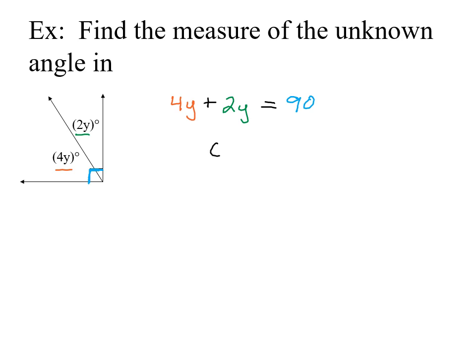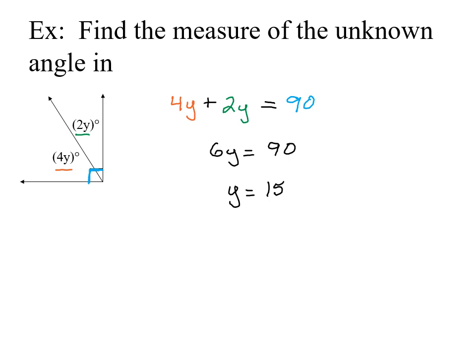And so I know that 6y equals 90, so y is 15. Now 15 is not the answer because it says find the measure of the angle. I guess it should say angles because there's two angles here. So y is not the measure of the angles. It's the value you plug into each formula.